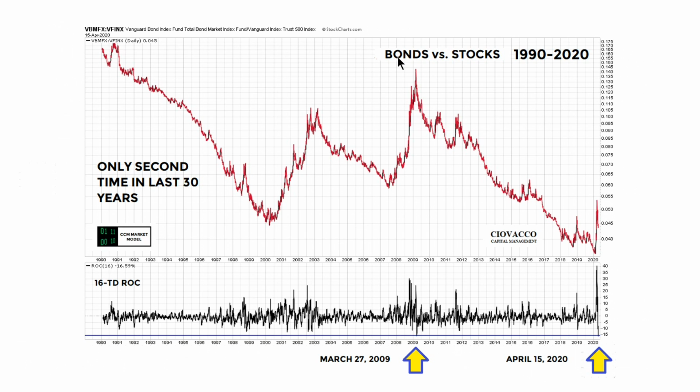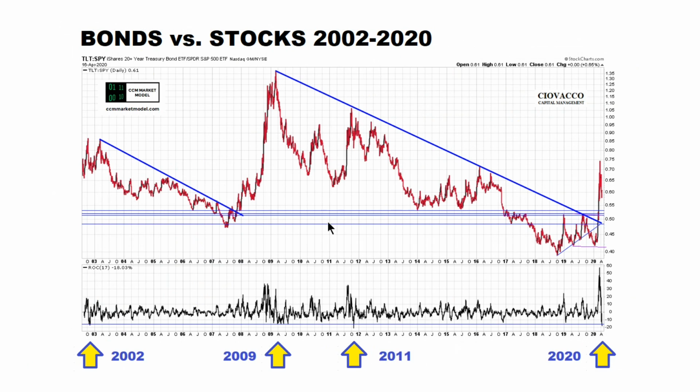Remember, this was similar to AGG versus SPY. In this case, instead of a diversified basket of bonds, we're looking at TLT relative to SPY, or long-term treasury bonds relative to the S&P 500. Looking back to the year 2002, the rate of change for this ratio, the 17-session rate of change. It's been 17 sessions since the market put in the bottom on March 23rd.